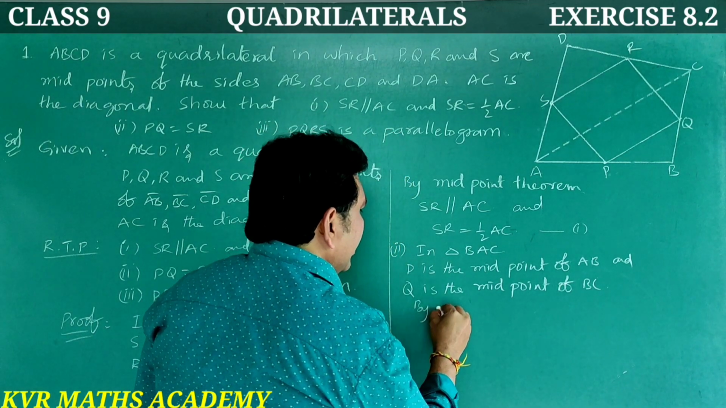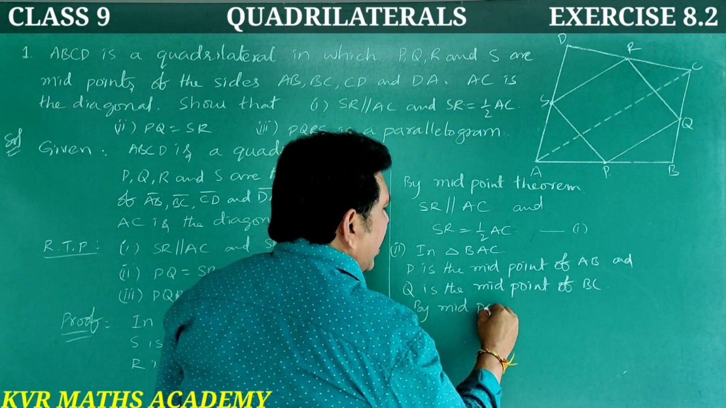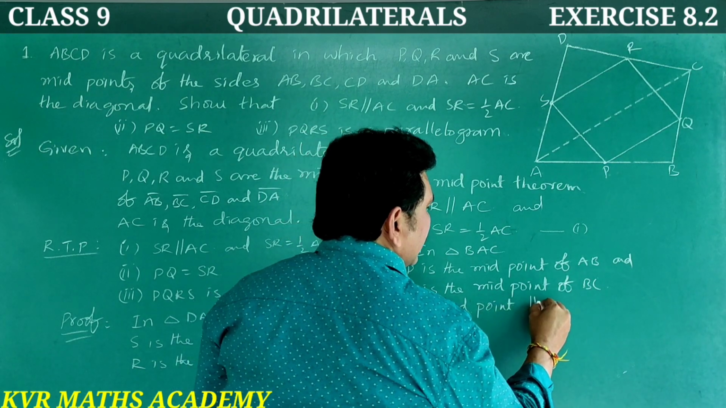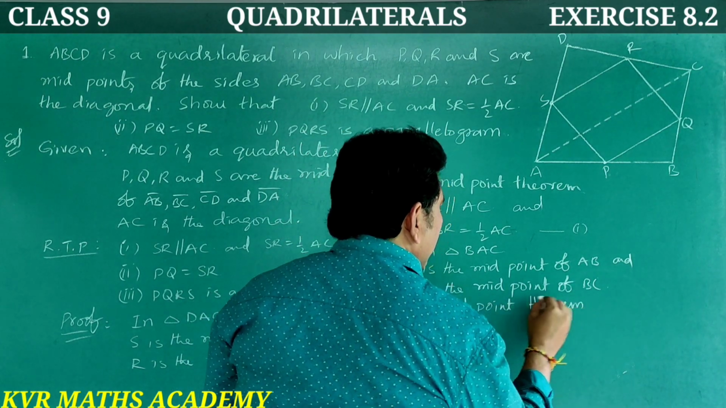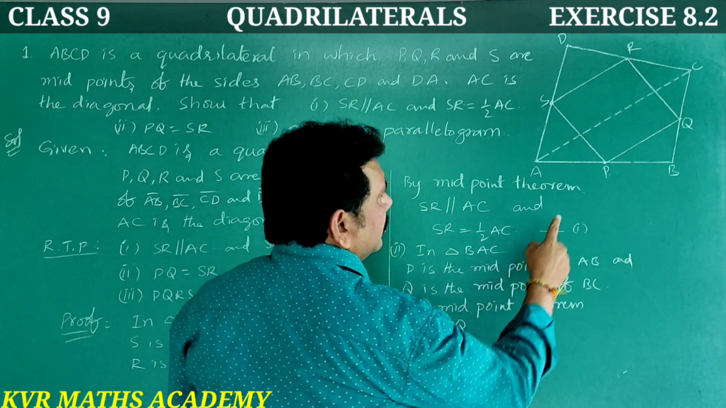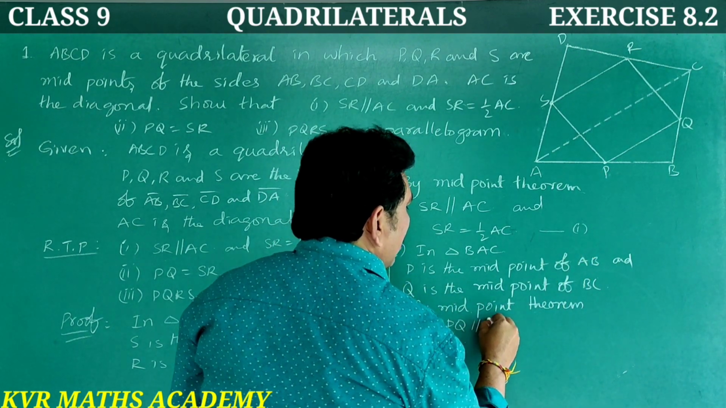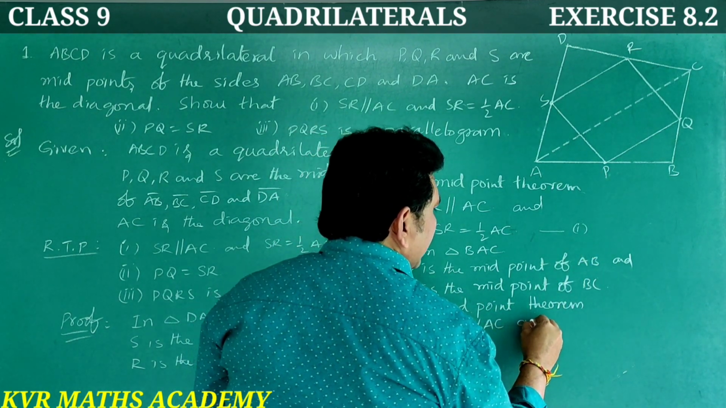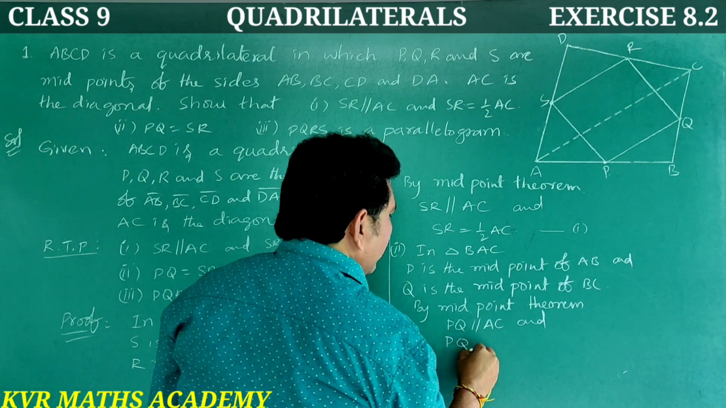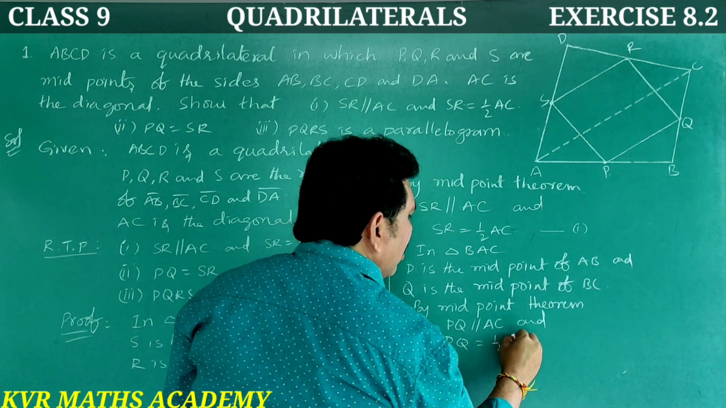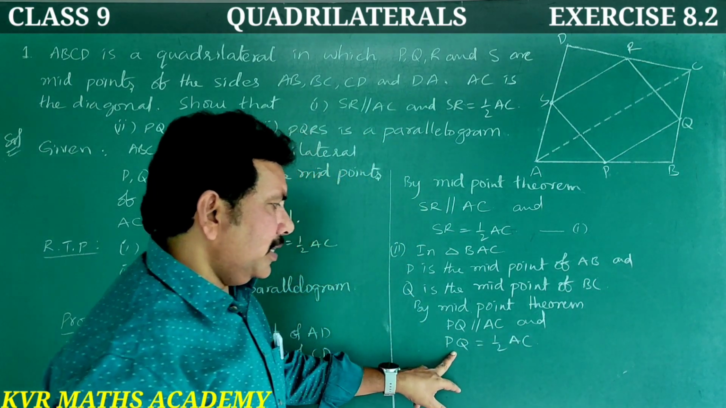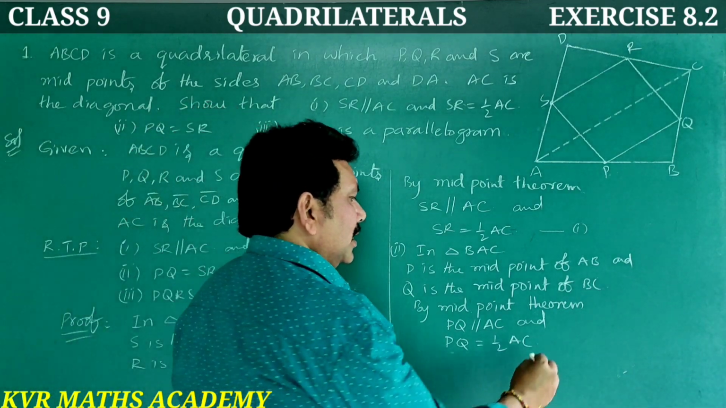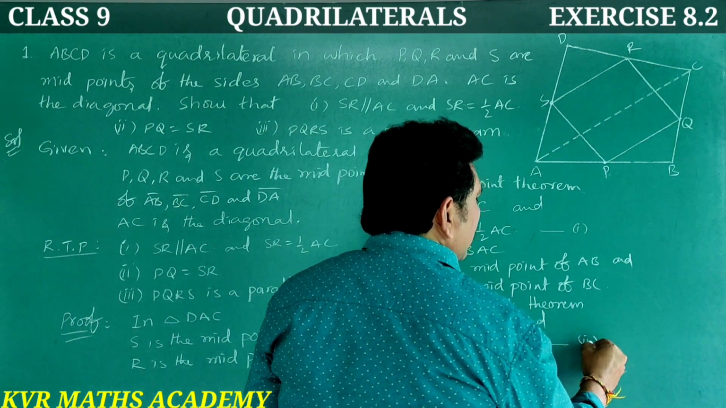Right? By midpoint theorem, PQ is parallel to AC and PQ is equal to half of AC. So take this as equation number 2.